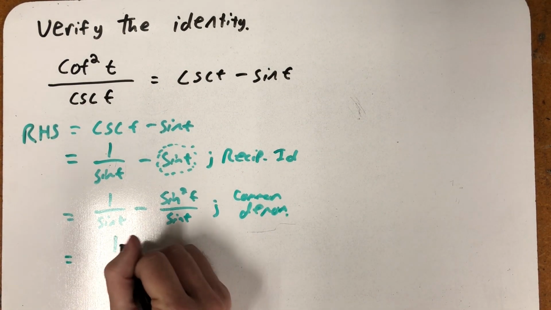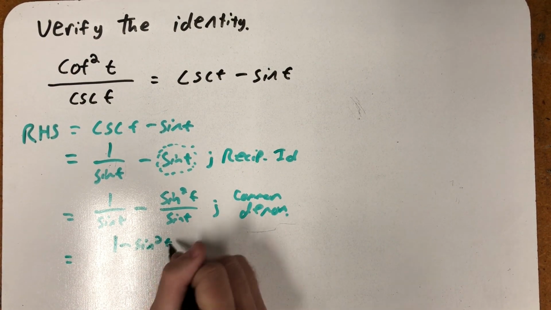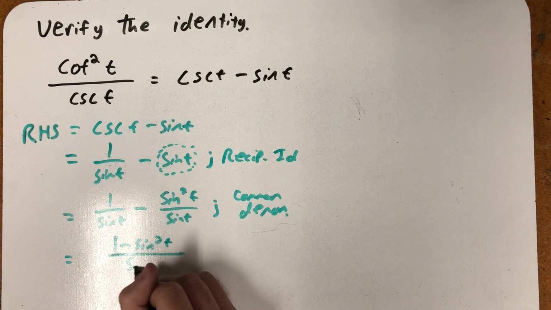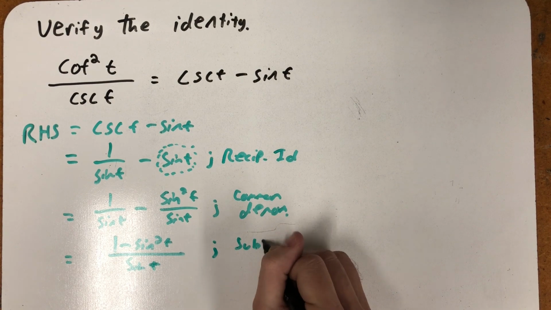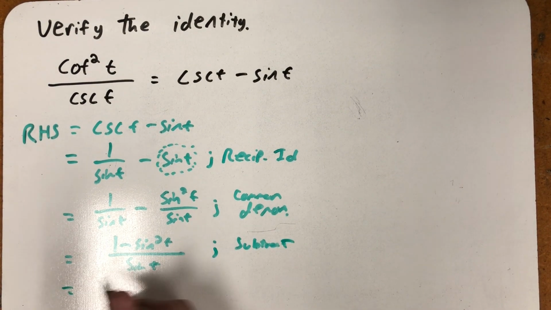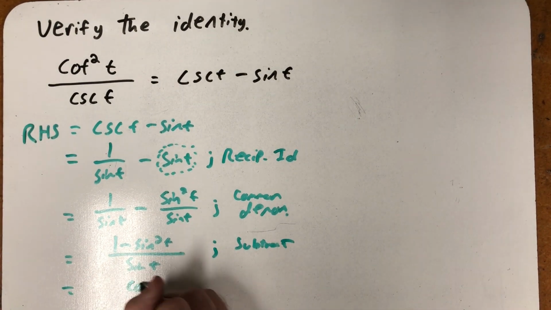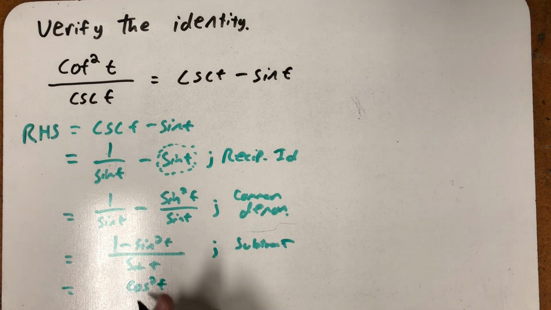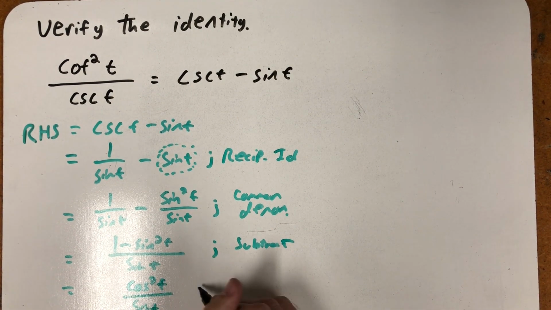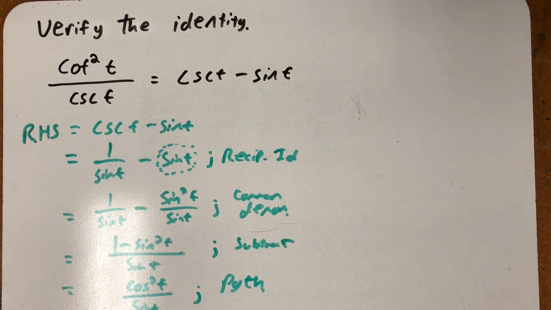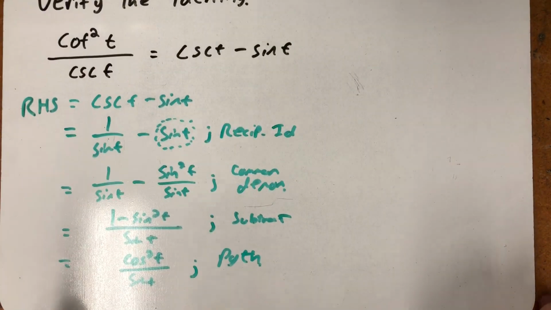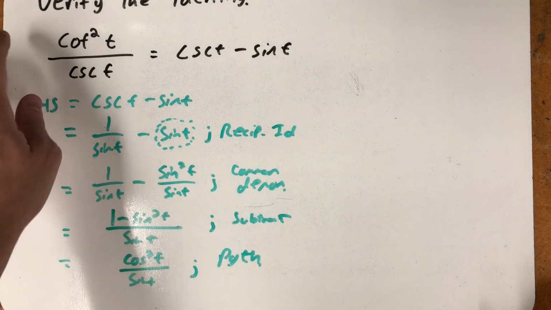I can write this as one fraction. And so let's see, what did I do here? I've really just subtracted. I have 1 minus sine squared t. A Pythagorean identity tells me that's the same thing as cosine squared t over sine t. And maybe in this moment you see exactly what to do next. You know exactly how to turn this into that.